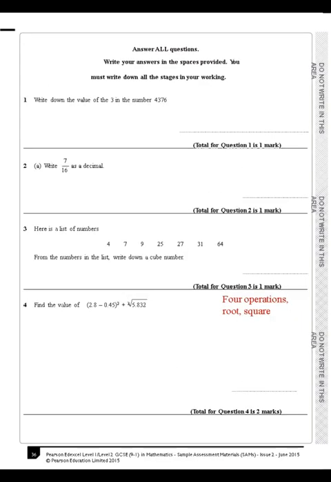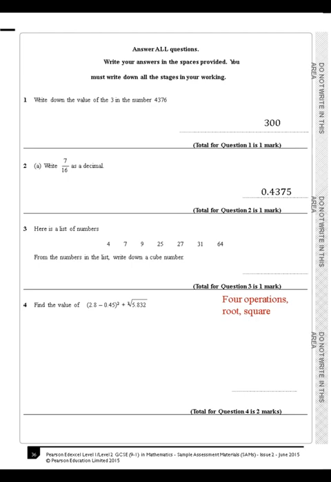Write down the value of the 3 in the number 4,376. 3 is in the hundreds group, which means that's 300. Question 2a. Write 7 out of 16 as a decimal. So in your calculator, put 7 as the numerator, 16 as the denominator, click the SD button to get the full decimal, 0.4375 as your final answer for question 2.